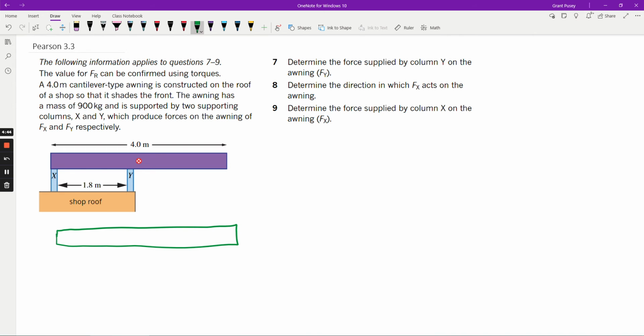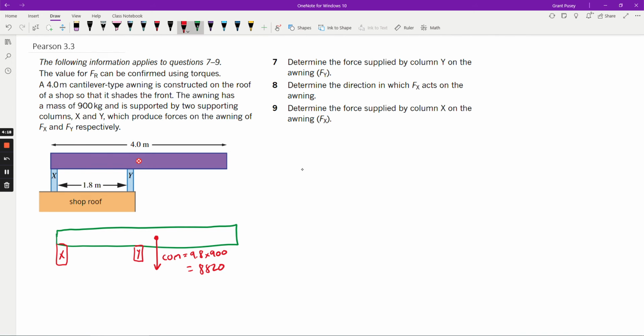So in a cantilever, what you end up having is essentially a bit of overhang. So if we draw all the different points at which a force would be acting, you're going to have a force here acting due to X, and a force acting here due to Y, and a downward force that you know about, which is here due to the center of mass, right? And that's going to be equal to 9.8 times 900, and that's 8820.